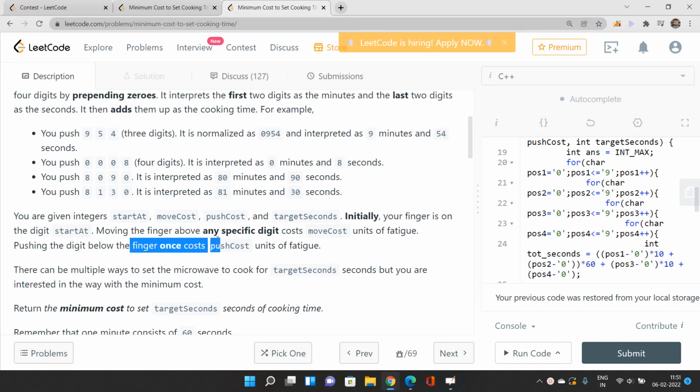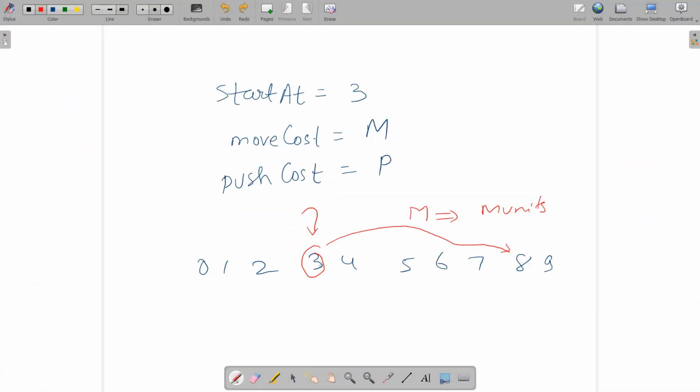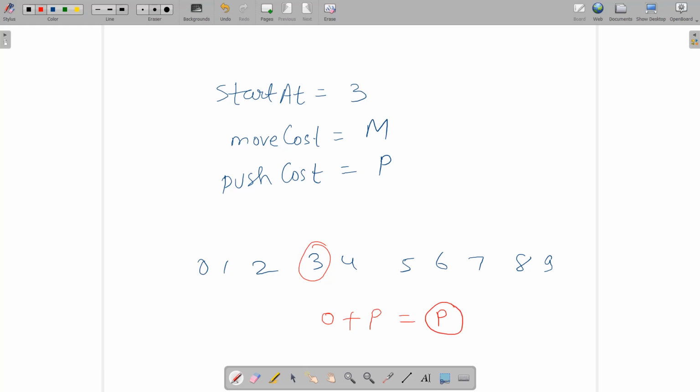So moving the finger to any specific digit costs move cost units of fatigue, and pushing the digit below the finger costs push cost units of fatigue. If you try to move from 3 to 8, it will cost you m, plus when you press the digit 8, it will cost you p, so m plus p. Suppose you don't move from 3, so you stay at 3, and you need to press the digit 3. Your shifting cost will be 0, and you are going to press the digit 3, so the push cost would be p. So your total cost would be p for pressing the digit 3.